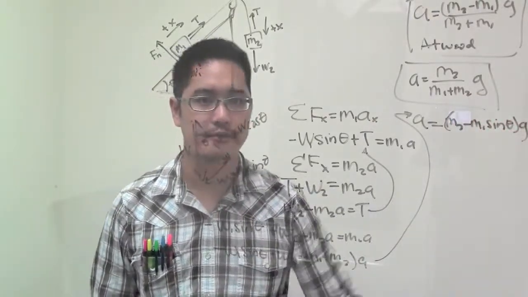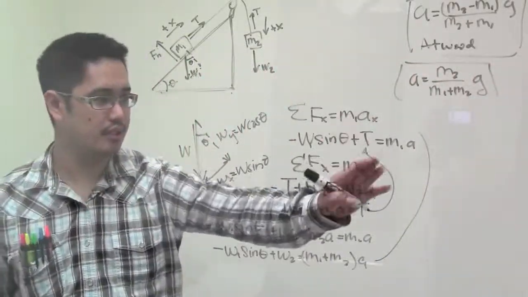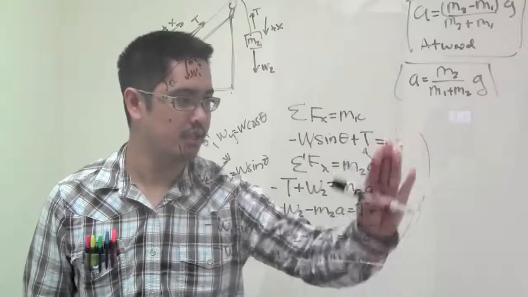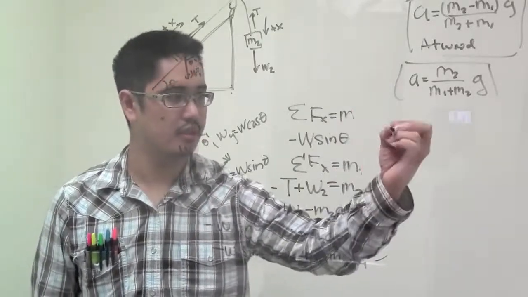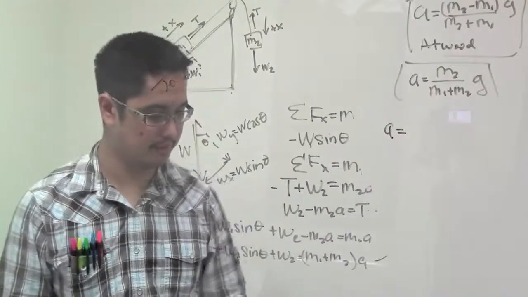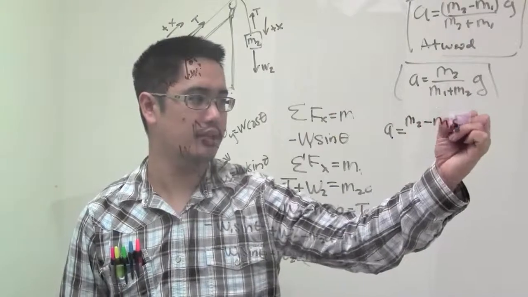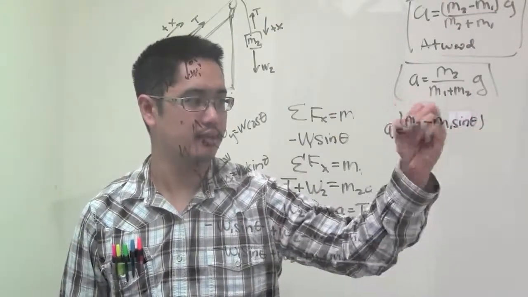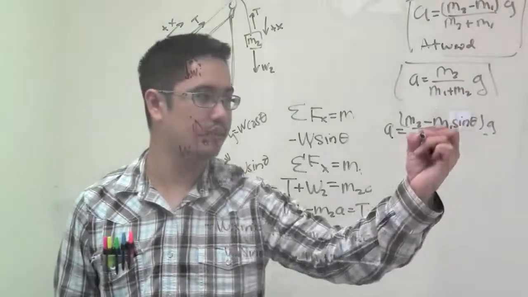Did that pop out there? No, that's not enough room. All right, let's see. If it's all right with you, I'm going to start erasing some of this over here. I just needed more room, I'm sorry. A equals M2 minus M1 sine theta times gravity divided by M1 plus M2.